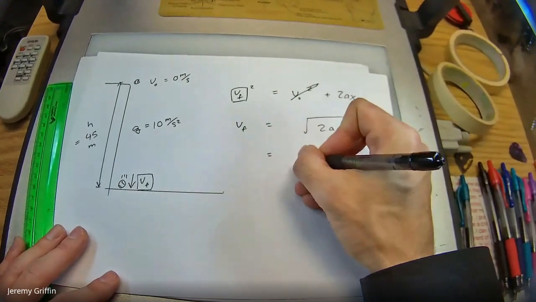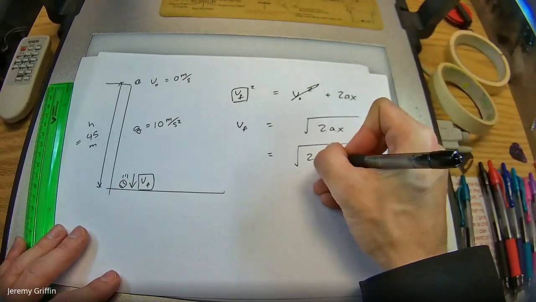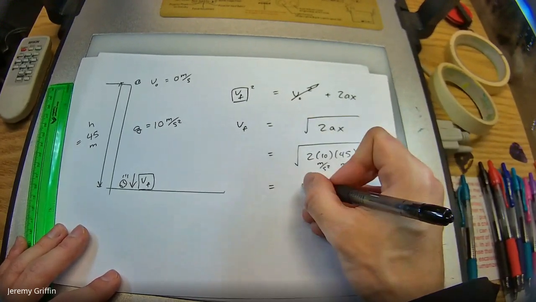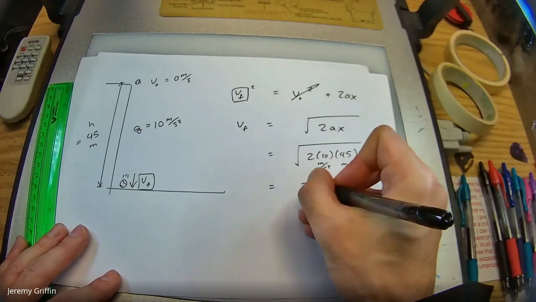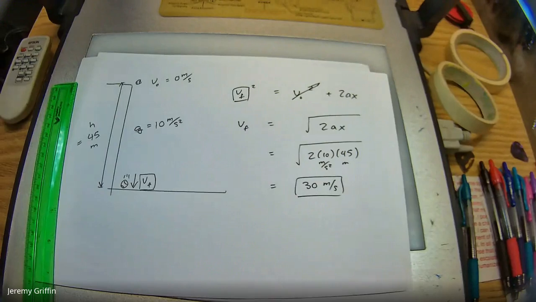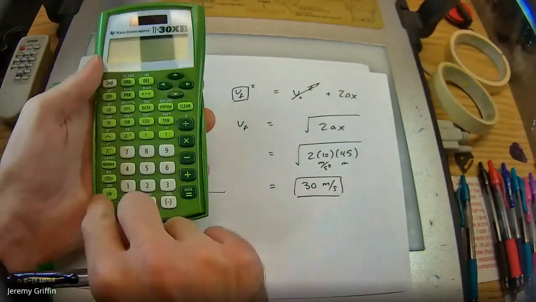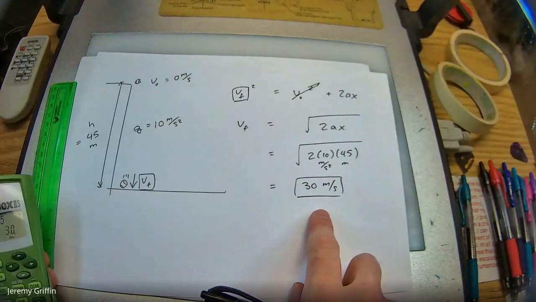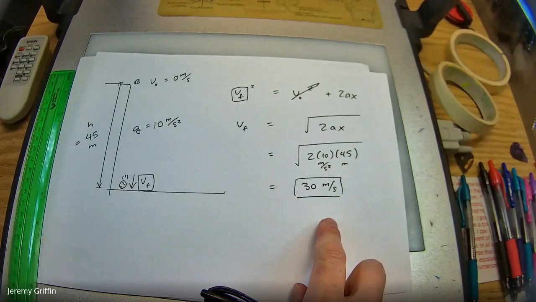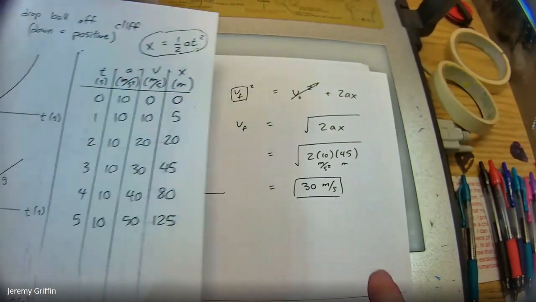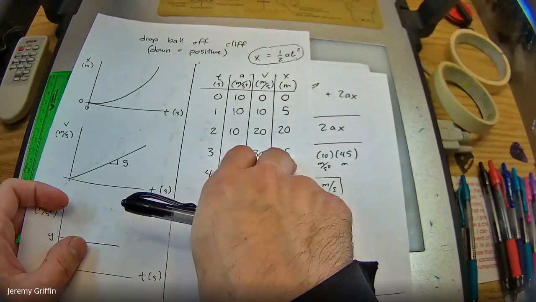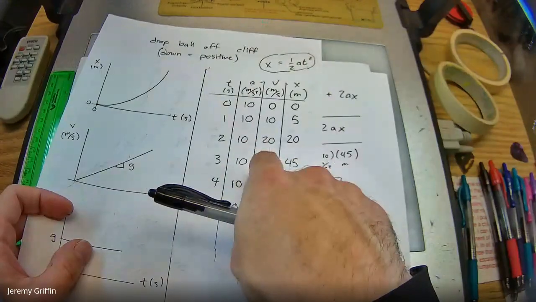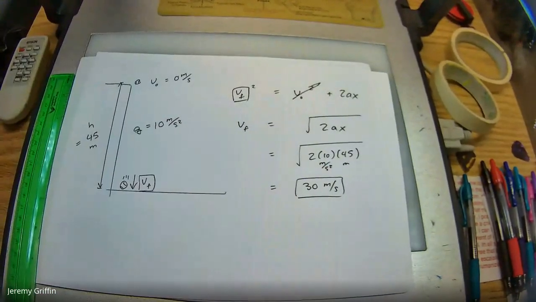So square root of 2 times 10 meters per second squared times 45 meters. I know what this is going to come out to. It's got to come out to 30 meters per second. Let me confirm that though. Square root 2 by 10 by 45. Yep, 30. How much time to hit the ground? I just stole that from here. If you drop a ball off the edge of a cliff, 3 seconds. 45 meters takes 3 seconds to get there, going 30 meters per second. That's fine.